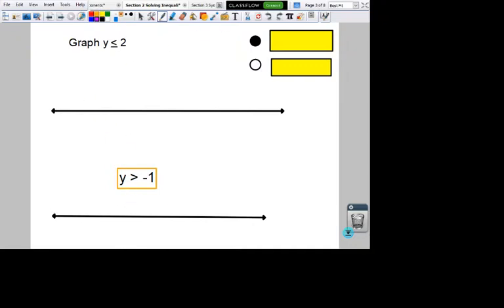So I'm going to graph actually y is less than or equal to 2. You see how I have this extra line down here? That extra line means or equal to.